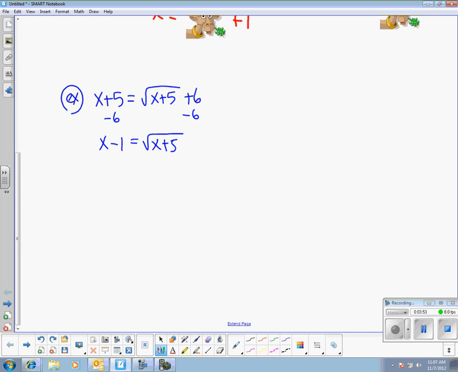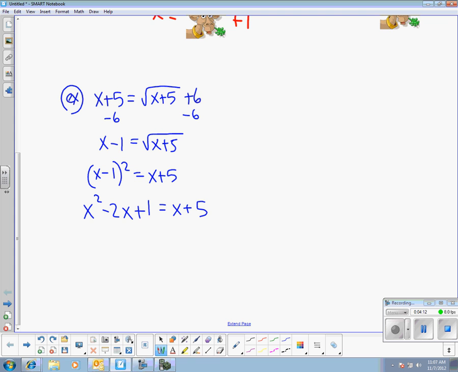So this side is x minus 1 squared. This side is x plus 5. This left side is not x minus 1 or x plus 1. It's x squared minus 2x plus 1. Don't distribute that square, please. That's equal to x plus 5.